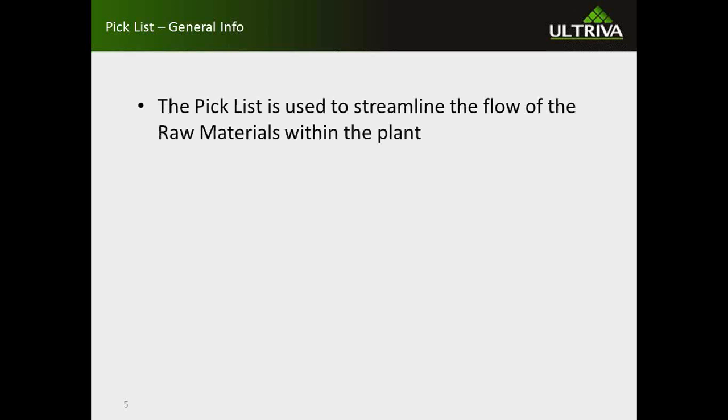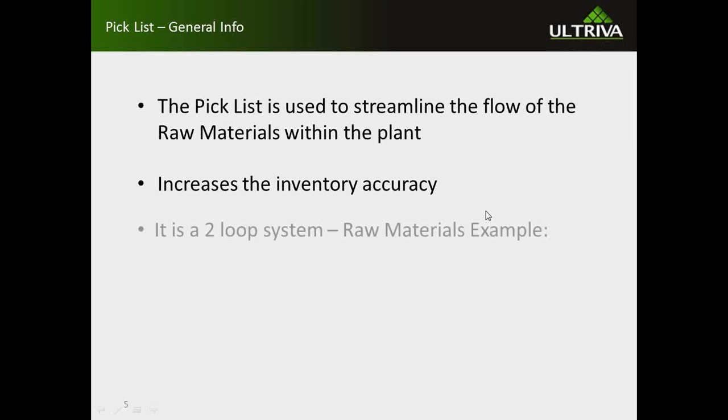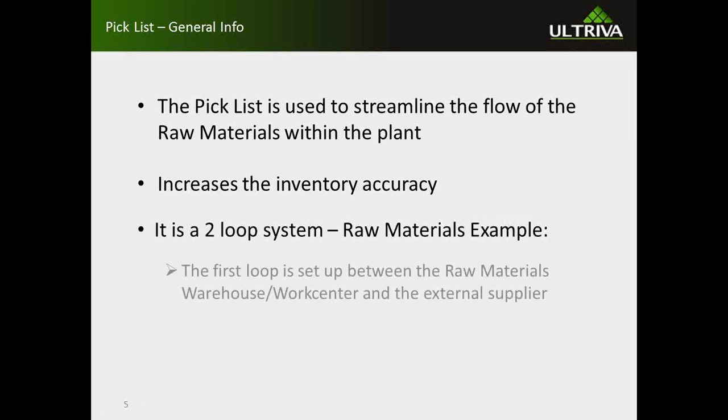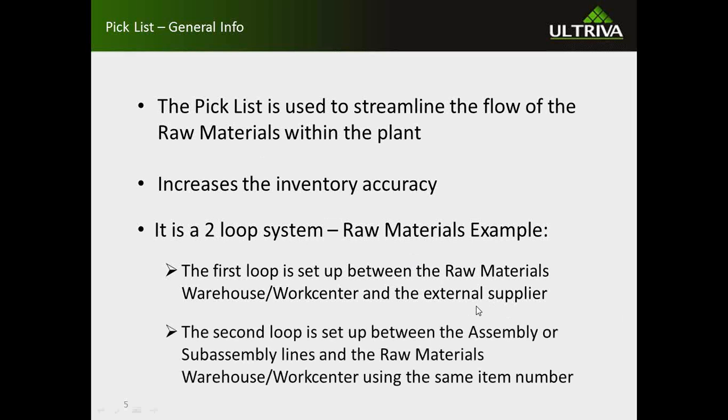All right, some general information. The pick list is used to streamline the flow of materials from within the plant. It helps increase your inventory accuracy. It is a two-loop system. I do have an example here of what that's going to look like. Your first loop is set up between your raw materials work center and your external supplier. It's maybe the loop that you already have going right now. And that second loop is set up between your assembly line or sub-assembly lines and this raw materials work center or warehouse. And of course, you do need to use that same item number that you're using with your supplier as well.